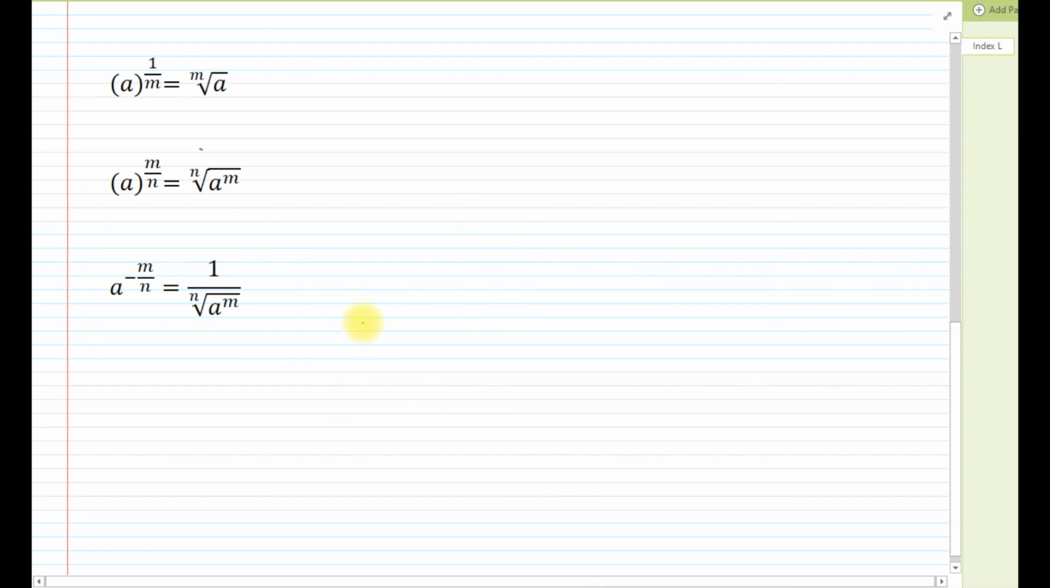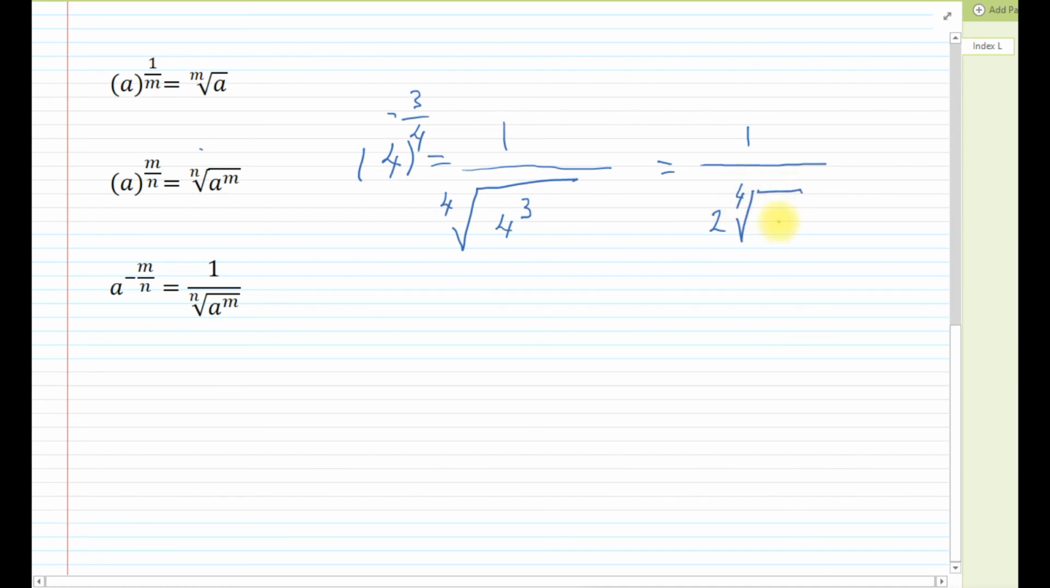And last but not least, what happens when we have a negative fractional power? Well, it's the same as if we have a normal fractional power, but everything would be the reciprocal. If I use the previous example, 4 to the power minus 3/4 will equal 1 over the fourth root. Remember, what's in the denominator comes in the trough here, of 4 to the power 3, which we worked out to be 2 times the fourth root of 4.